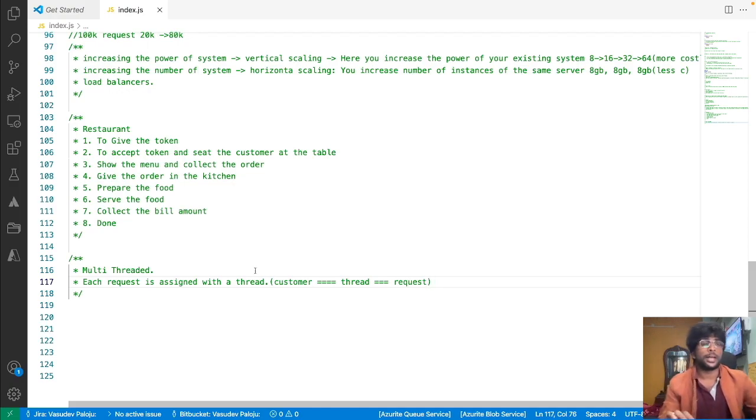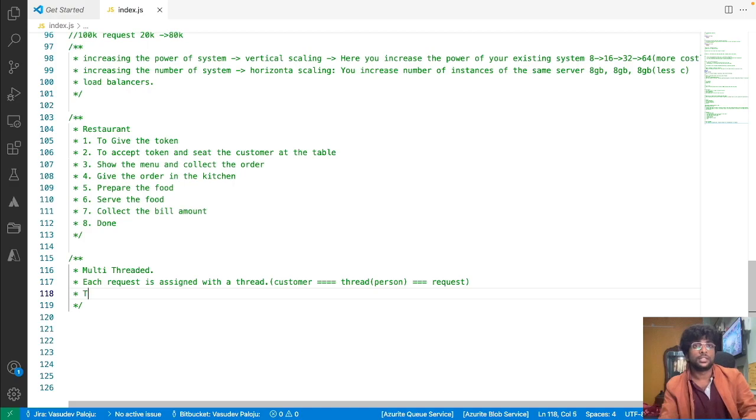Right, now what happens in this case? When a customer is treated as one request, there will be one person assigned to him. So a thread is nothing but one person. So what is this person going to do?